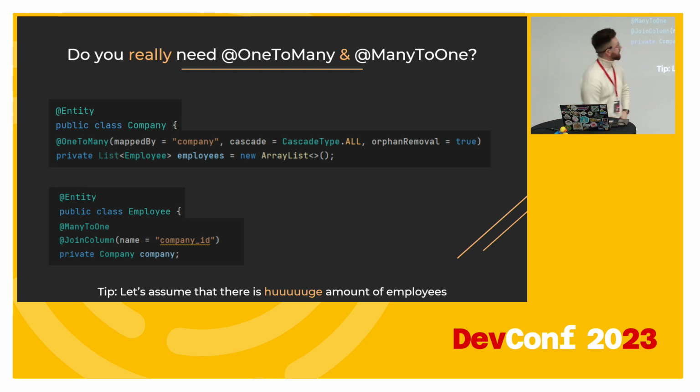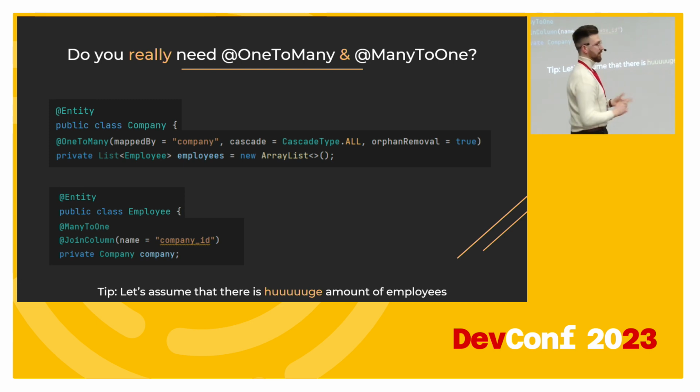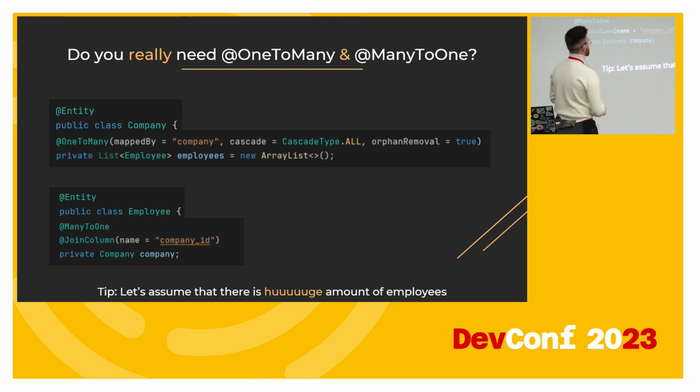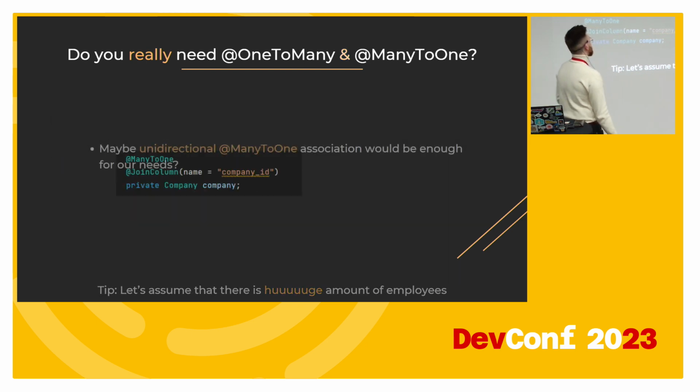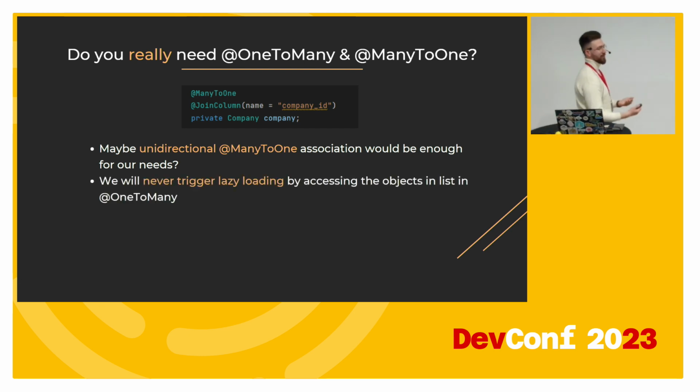Okay. Second thing, do you really need to map bidirectionally? So have one-to-many and many-to-one on associated entities. We have company, it has a list of employees. We have employee, it has a company. And for example, let's assume that this list is very huge. Do we need this association? Not exactly, because maybe the many-to-one association is enough. Maybe we don't need the list. Why do we need the list? Because we want to put things there and ORM should save it. But in case of big collections, it is problematic.